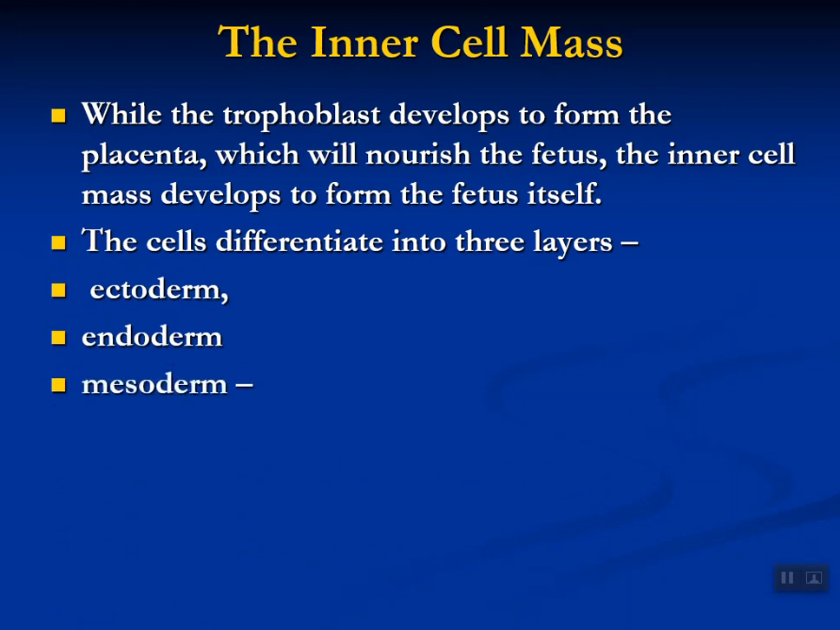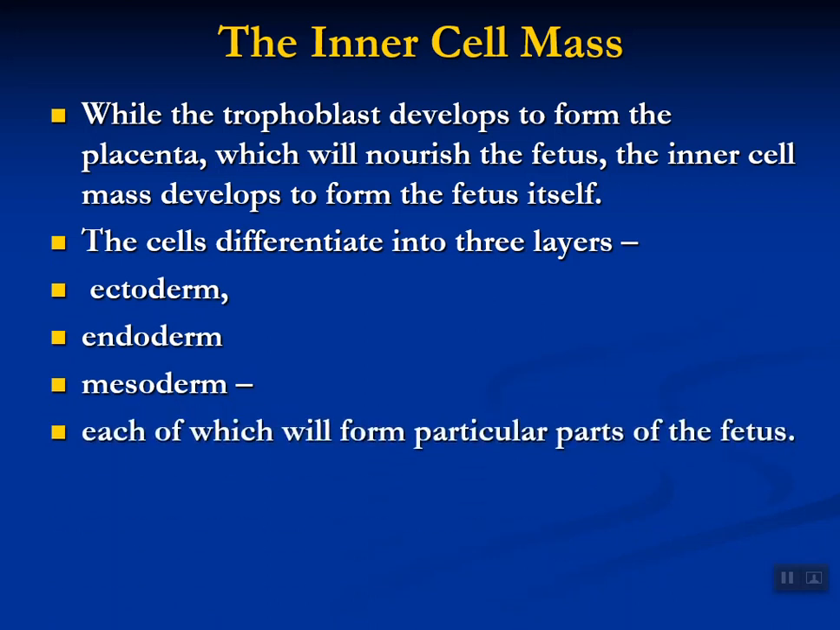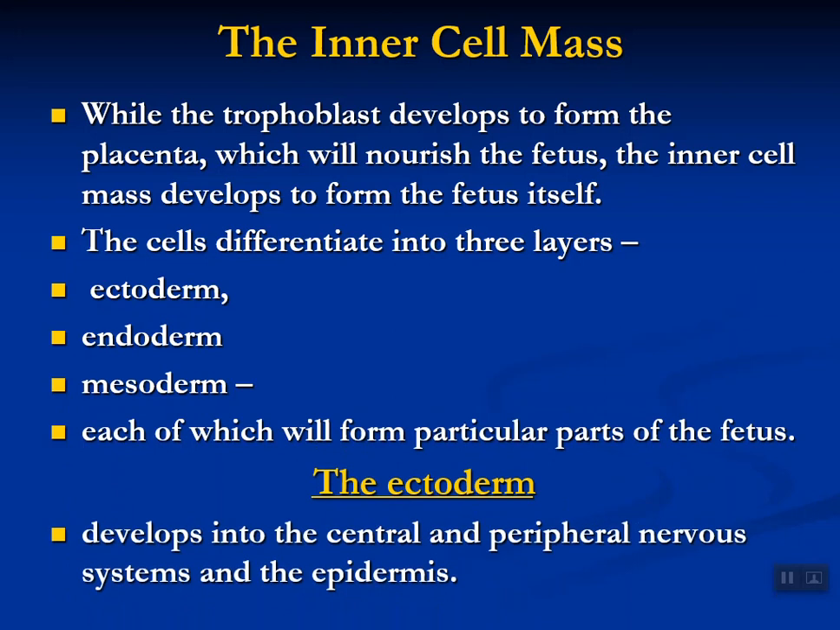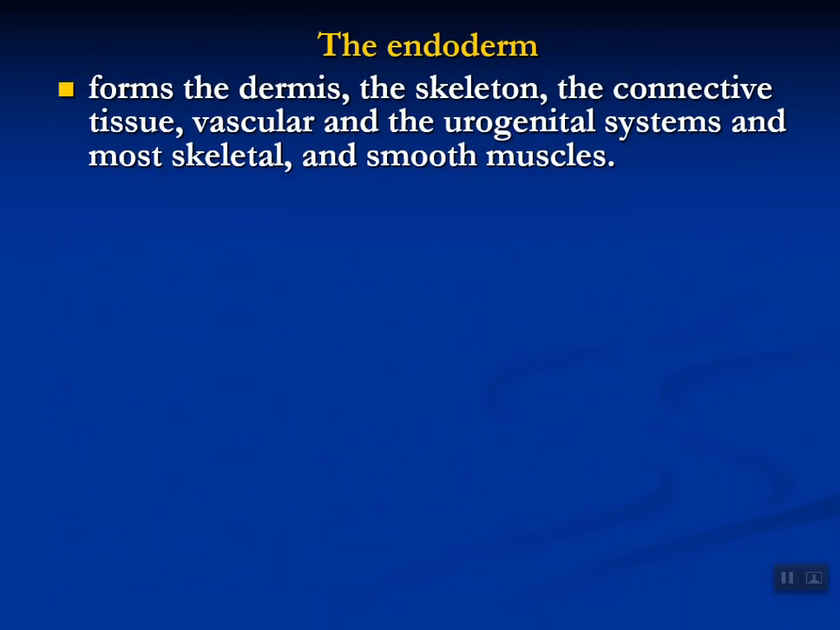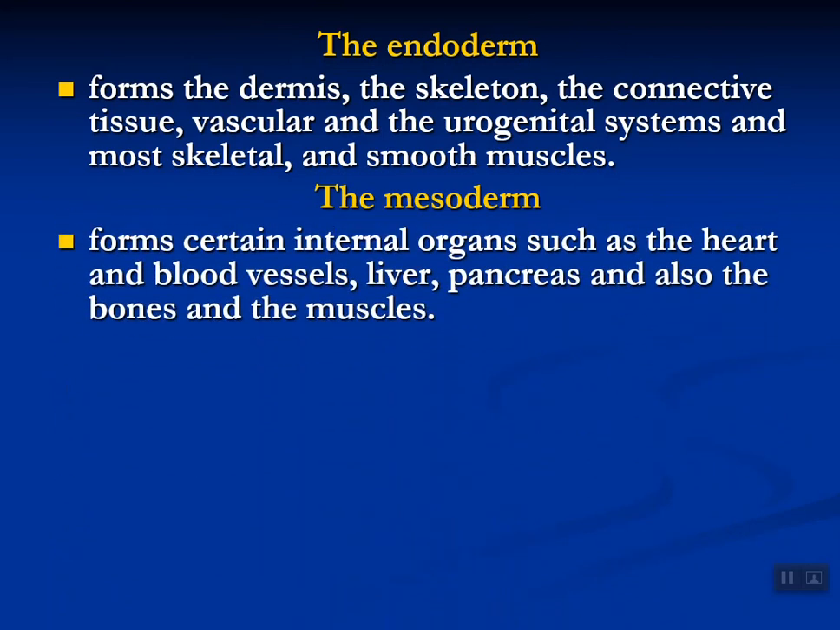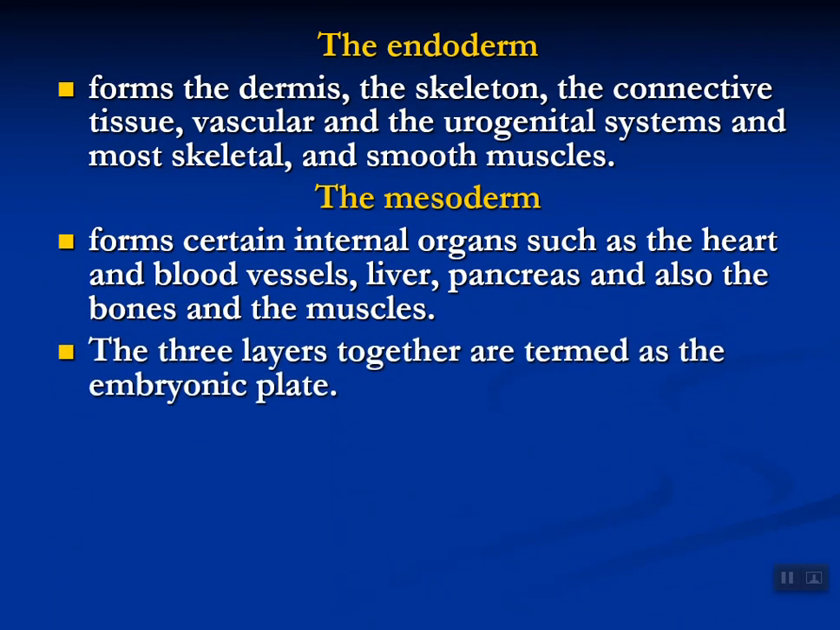The cells differentiate into ectoderm, endoderm, and mesoderm, each of which will form a particular part of the fetus. Ectoderm helps to form the central and peripheral nervous system and the epidermis layer. Next, endoderm helps to form dermis, skeletal, connective tissue, vascular, urogenital system, and most skeletal and smooth muscles. And lastly, mesoderm helps to form internal organs such as heart, blood vessels, liver, pancreas, and bones and muscles. Okay. The three layers together are termed the embryonic plane.